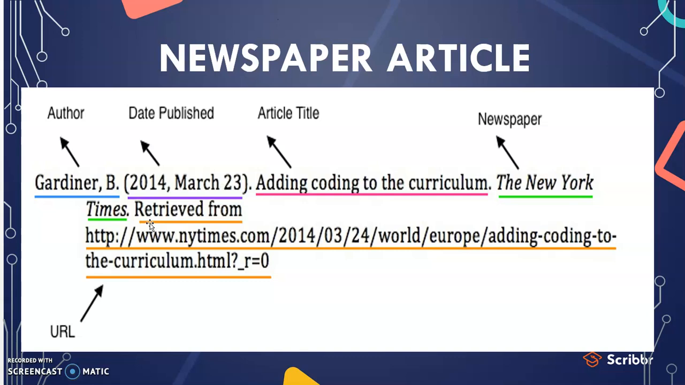What if you have taken something from a newspaper article? Again, the writer is going to come first, the last name first, and then the year and even the date of publication, because in newspaper it matters a lot which publication you have taken. The article title is going to be in a straight font, only the first thing capitalized. The name of the newspaper is going to be italicized. So whether it's a journal name or the book name or the newspaper name, that is going to be italicized. And you have to have the link also if you have taken it from online.